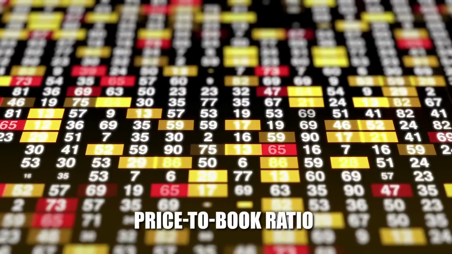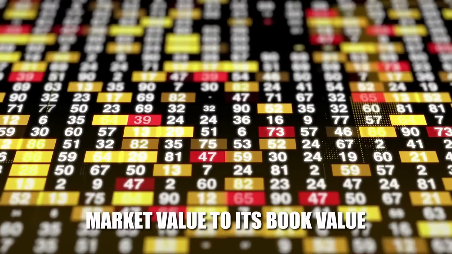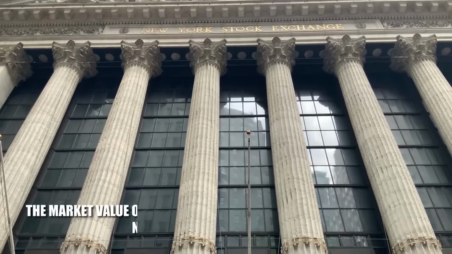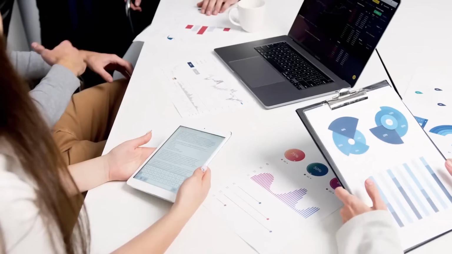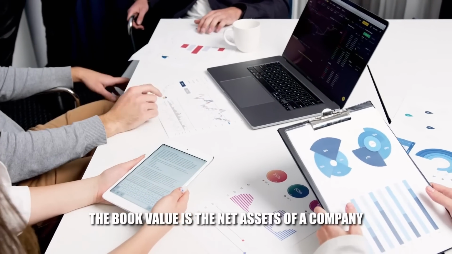The price-to-book ratio compares a company's market value to its book value. The market value of a company is its price per share multiplied by the number of outstanding shares. The book value is the net assets of a company.